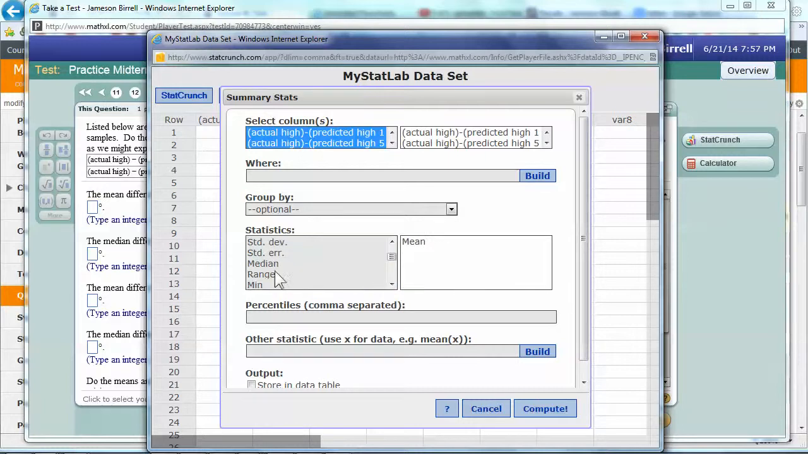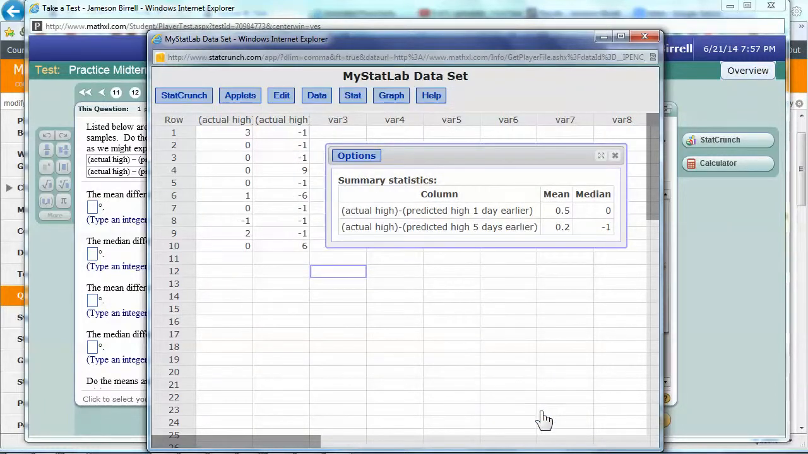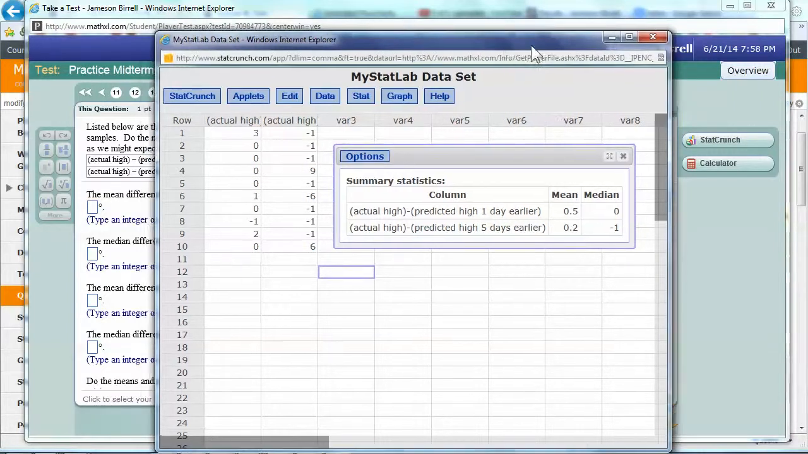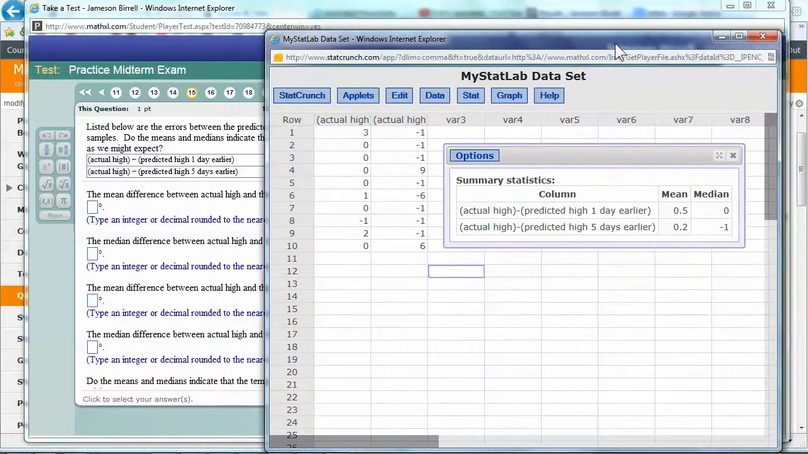So I'm going to go back to this. Hold Control for both. Hit Compute. And the differences 1 day in advance turn out to have a mean of 0.5 and a median of 0. And the differences in temperature 5 days in advance turn out to be 0.2 and -1. Let me type those in and see what else they ask after that.